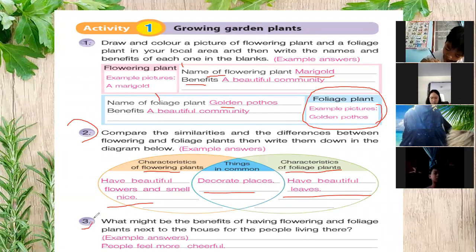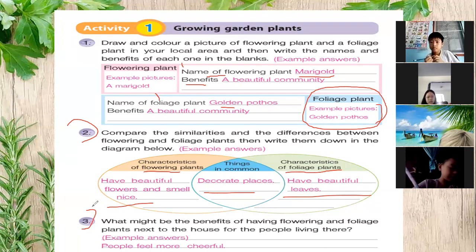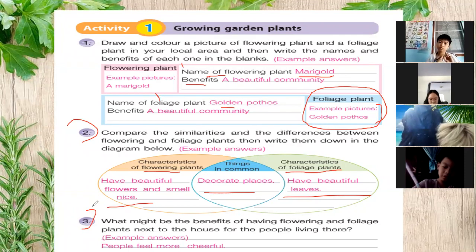And then question number 3, what might be the benefit of having flowering and foliage plants next to the house for the people living there? If you put flowering plants or foliage plants in front of your house, what will be the benefit for the people living next to you? For example, the local area will look more beautiful and more attractive. So the benefit is people feel more cheerful and more fresh.